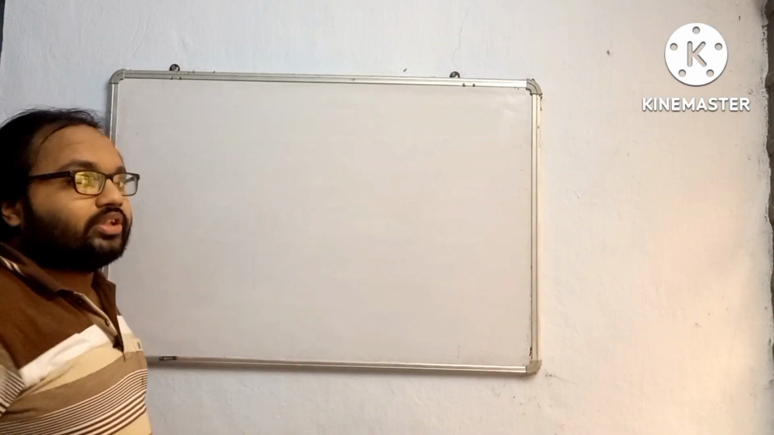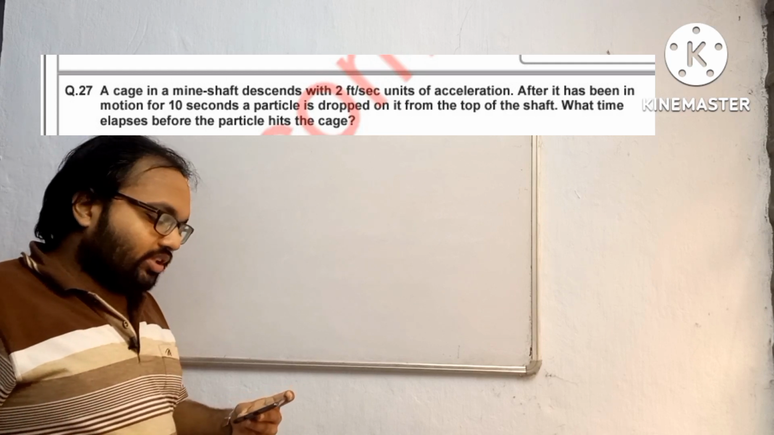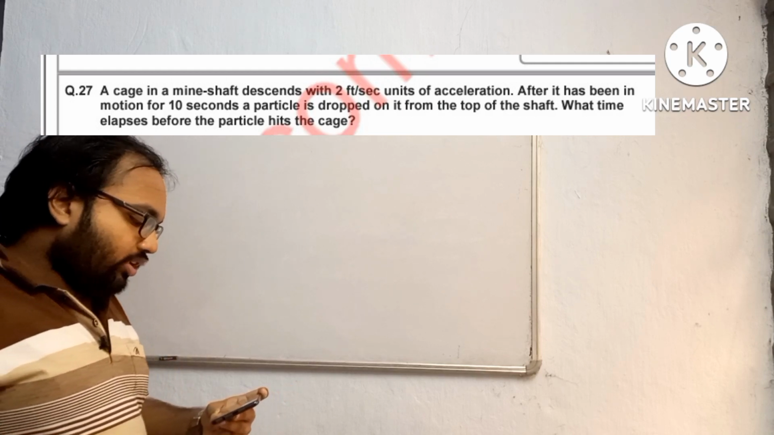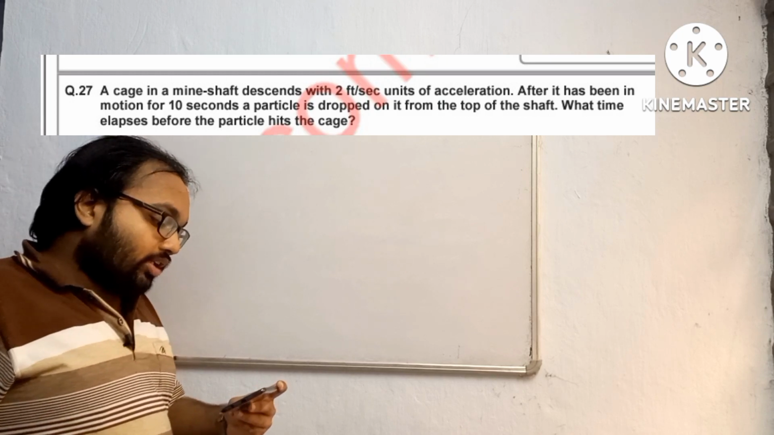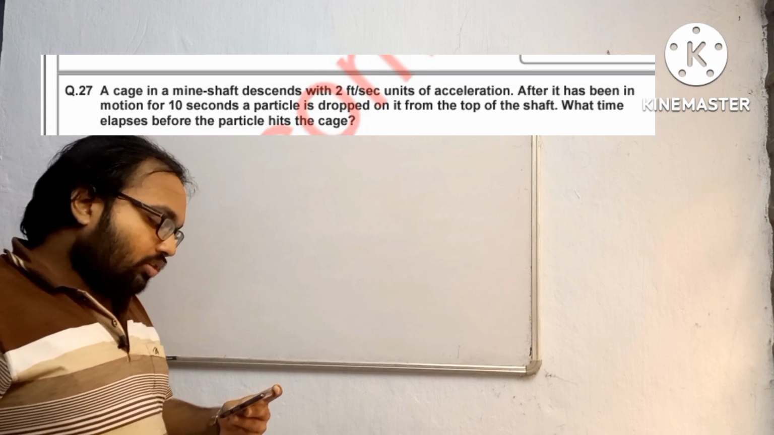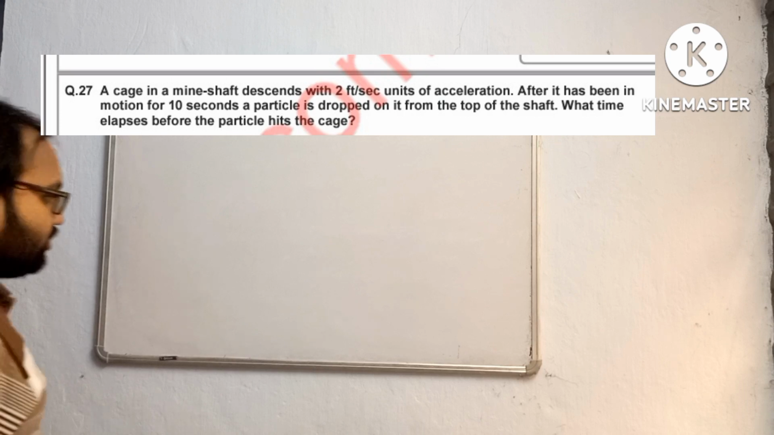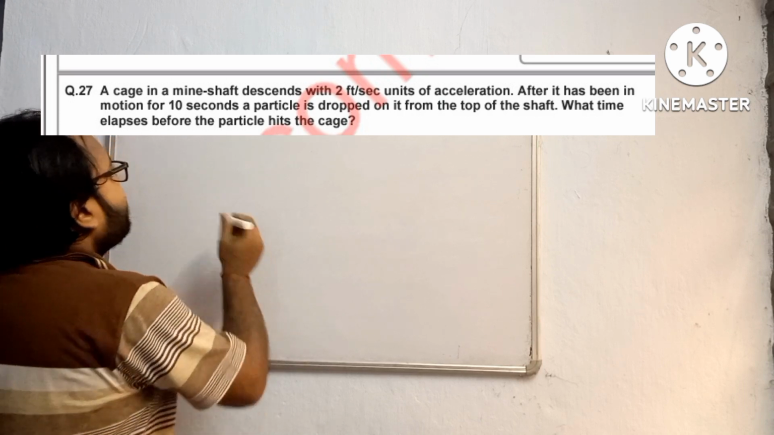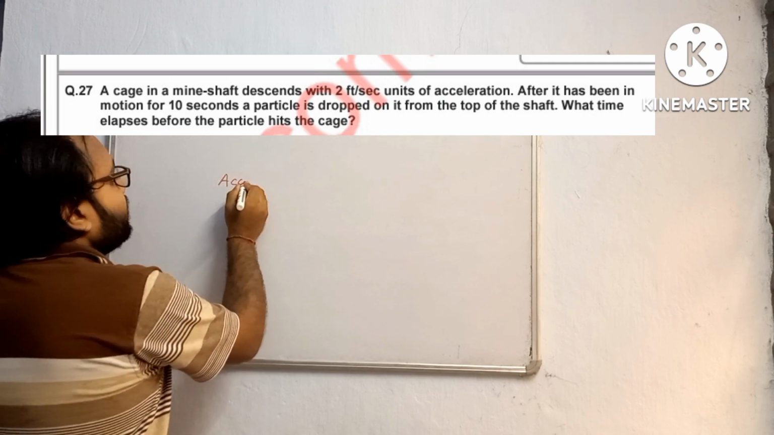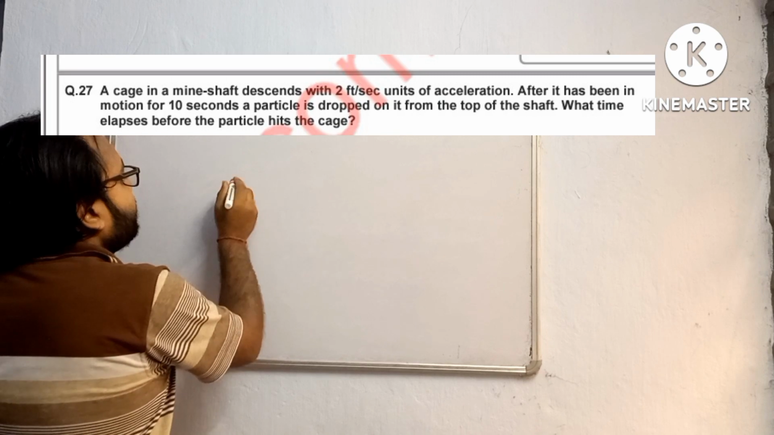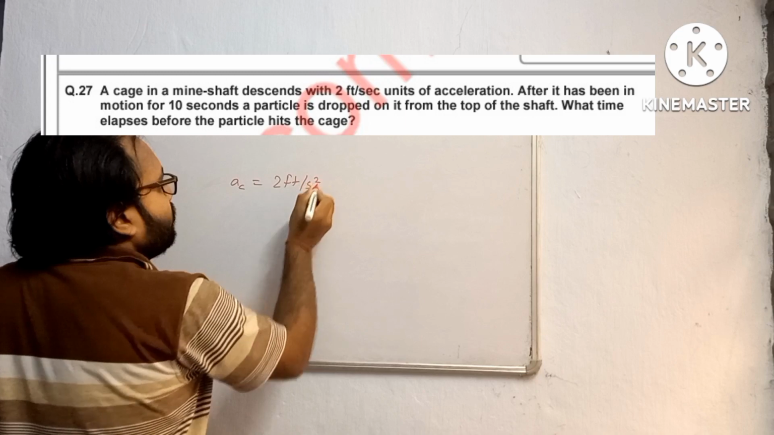The next question, as you can see here, is a cage in a mine shaft descends with 2 feet per second square units of acceleration. After it has been in motion for 10 seconds, a particle is dropped on it from the top of the shaft. What time elapses before the particle hits the cage? The information given here is acceleration of the cage. What is the acceleration of the cage given? AC is equal to 2 feet per second square.